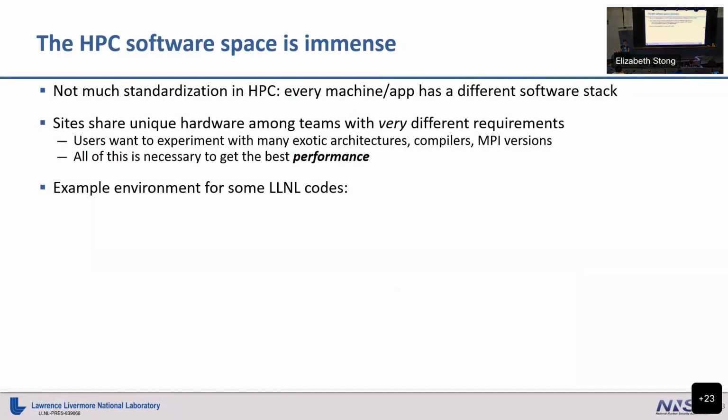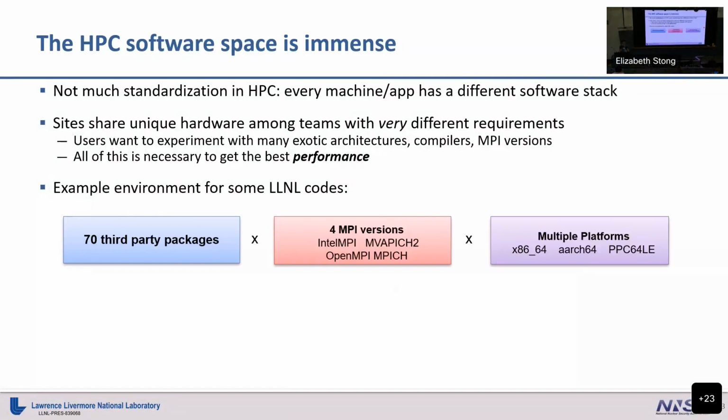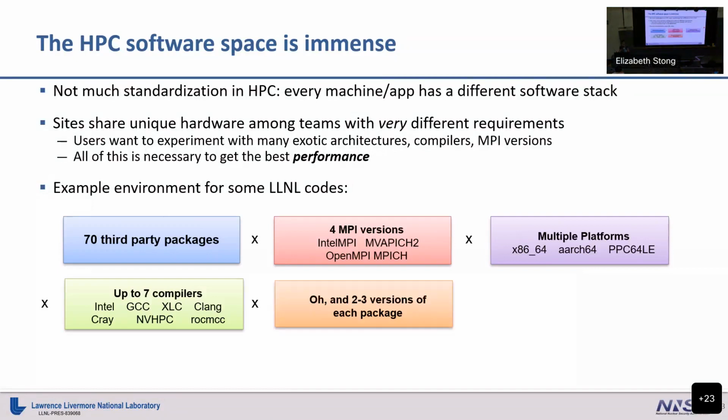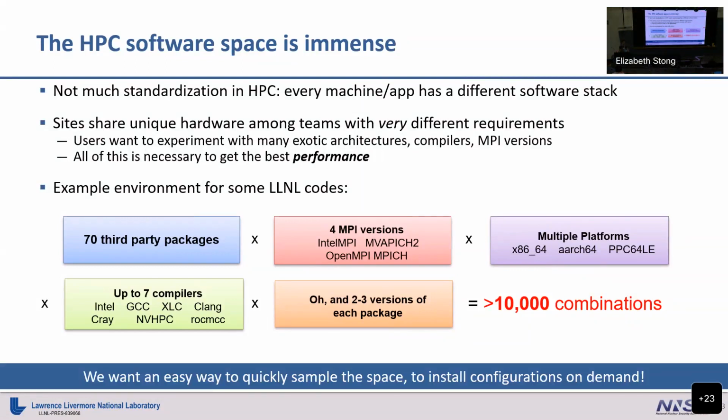Or another way of saying this, for a particular code with 70 packages, 4 MPI versions, multiple platforms, multiple compilers we might care about, a couple different versions of each, you might well be talking about tens of thousands of possible configurations of your software. And how can we not only build that software, but know which of that software we're building and let users decide which one they want?